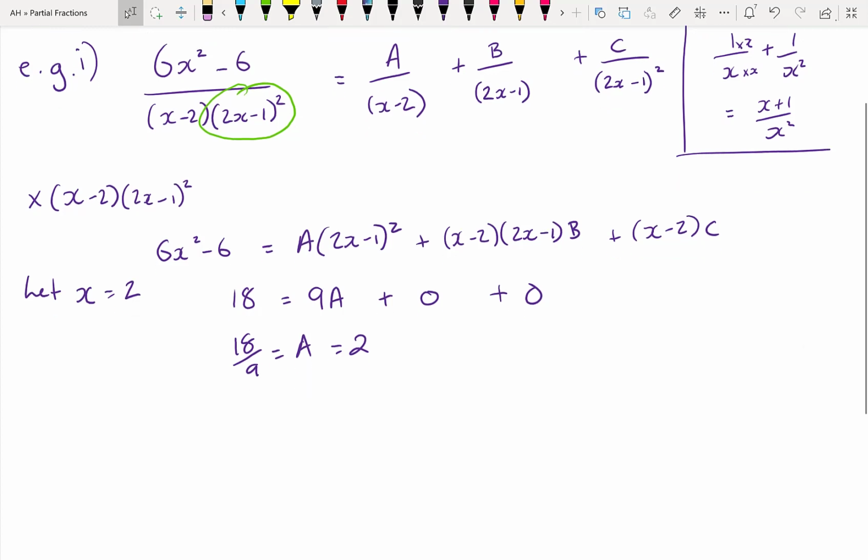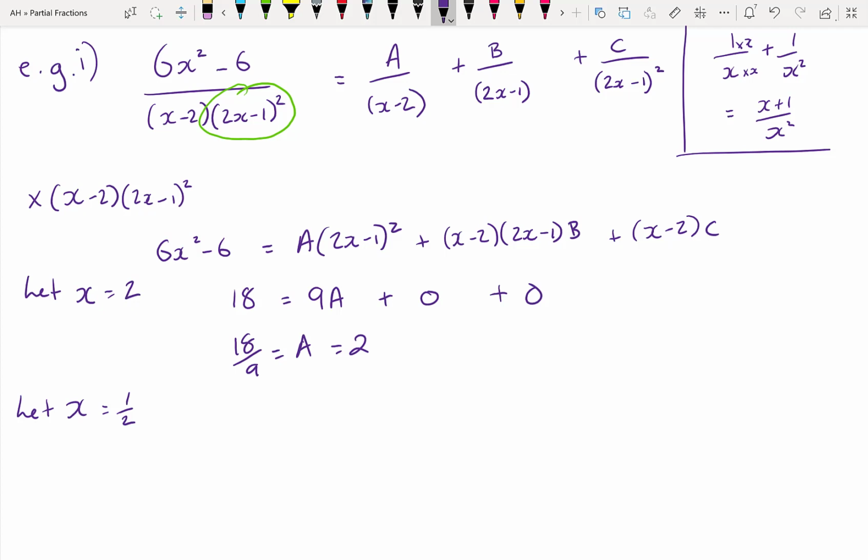Okay, so next thing I'm going to do is I'm going to let x equal a half. I know I kind of alluded to in the other video that we didn't do it, but we absolutely can if we want to, if we have to. So let's stick that in and see how we get on with it.